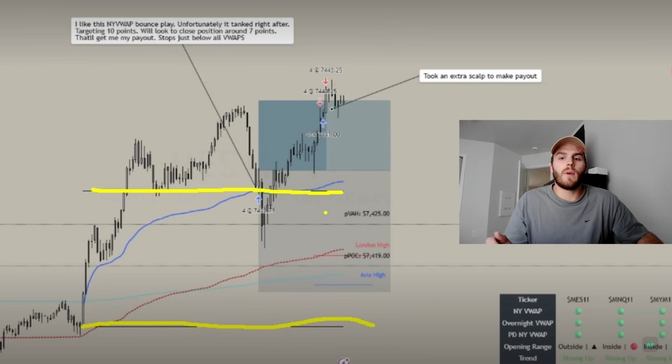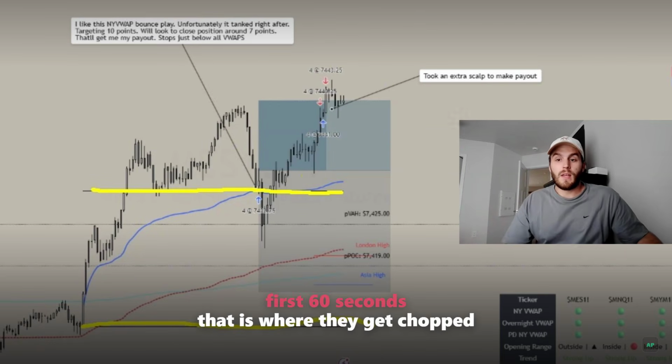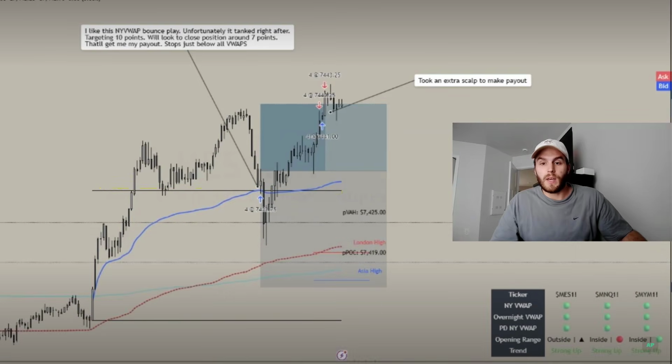Every single day I wait for this range to form before I even consider a trade. Most retail traders are clicking buy or sell within the first 60 seconds of open. That's exactly why they are getting chopped out.